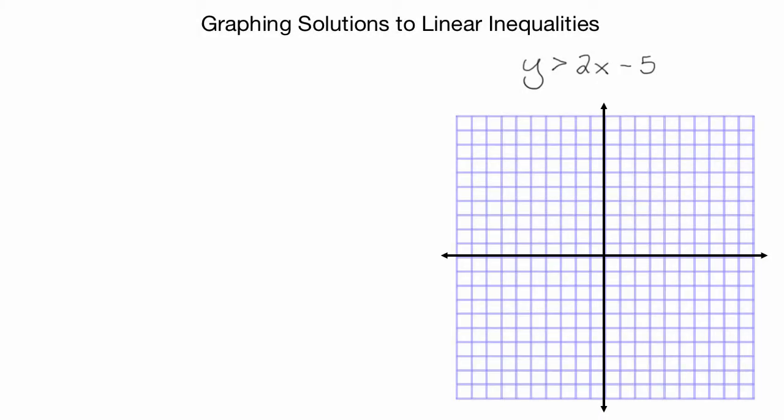Everyone, welcome to a video learning about graphing solutions to linear inequalities. So we're going to take the inequality here, y is greater than 2x minus 5, and we're going to look at how to represent that inequality in a graph with both x and y variables. So let's start off by actually inputting some values. We're going to pick some x values, some y values, and find some solutions to this linear inequality.